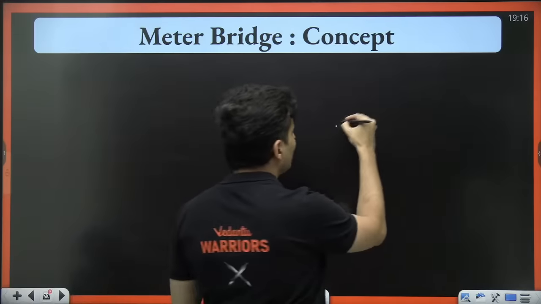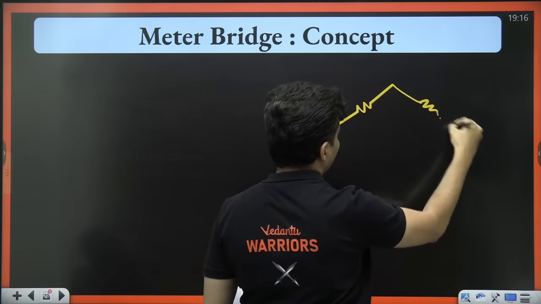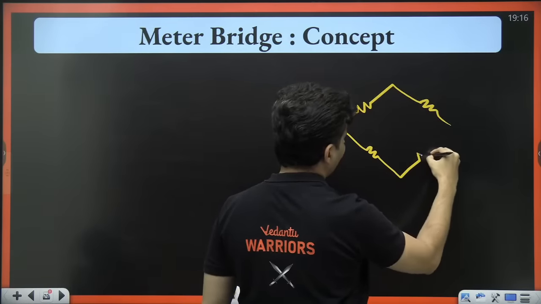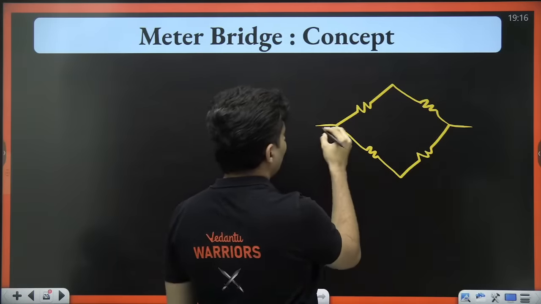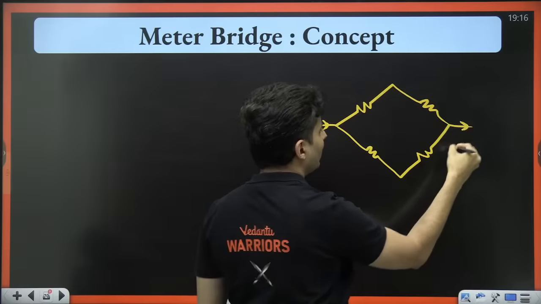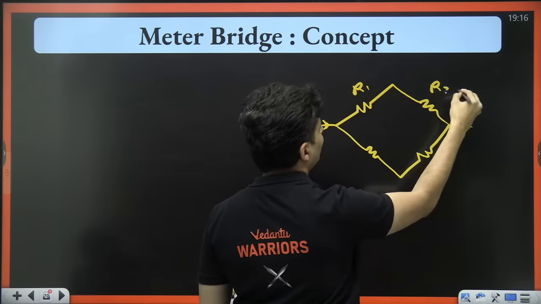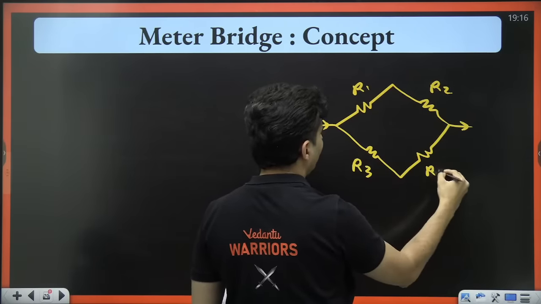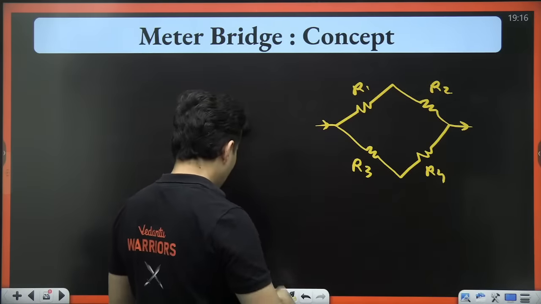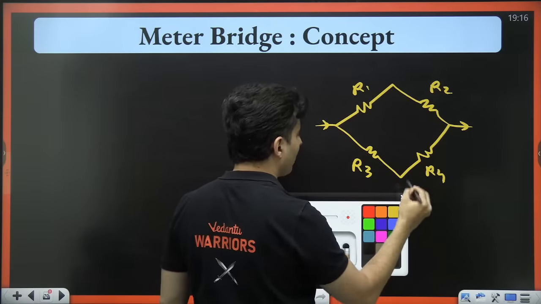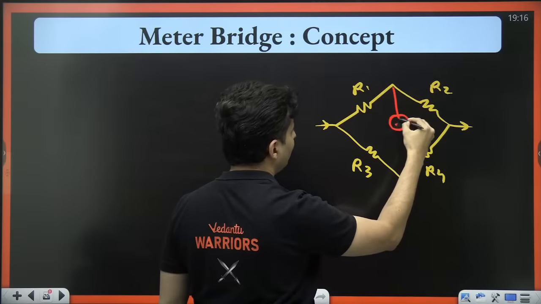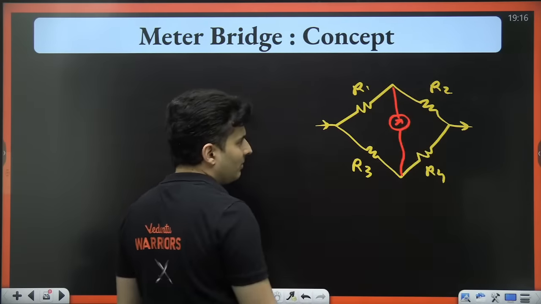What happens in Wheatstone is basically you have one resistor, another resistor, one more resistor, another resistor. Maybe some current is coming in from here, going out from here. This is R1, this is R2, this is R3, this is R4. Then, if you put up a voltmeter or ammeter in between, it might show some reading.